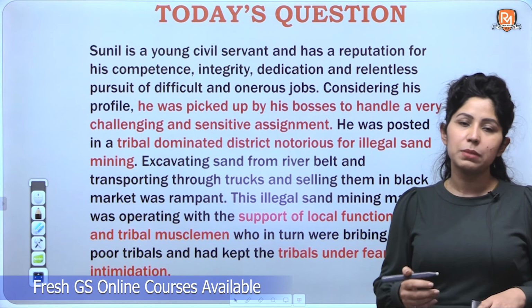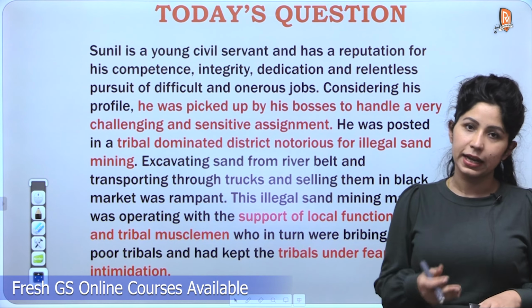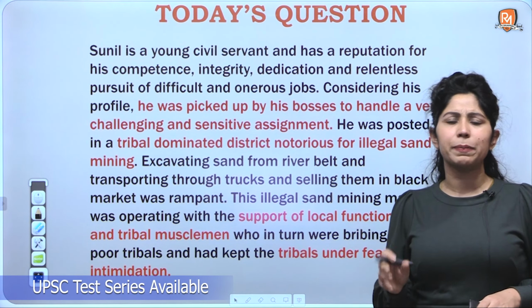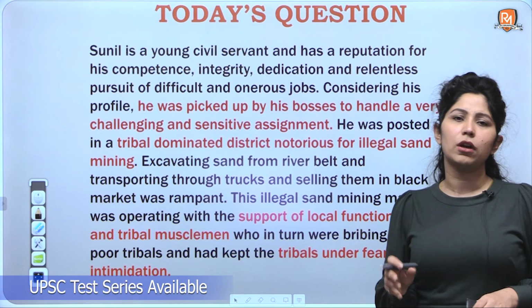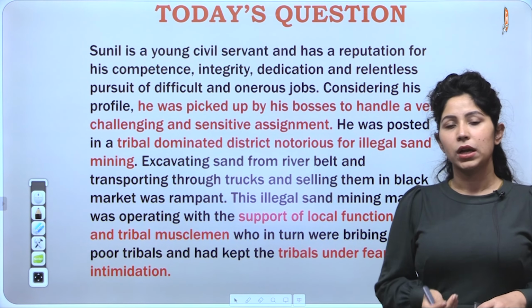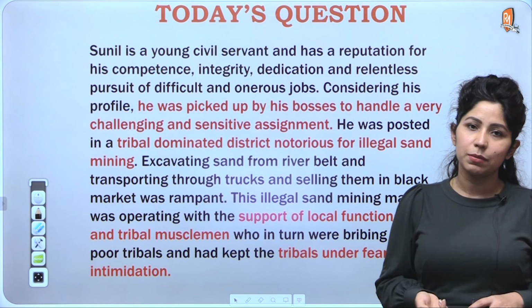The local tribal musclemen are involved in threatening him and his family, and influential people of that area, the sand mafia who are carrying out this illegal sand mining, are entirely against it and they don't want this sand mining to be curbed, so they keep on threatening him. And later he also realizes that many people from his office, his juniors, are also involved in this menace. So what are the options available before him?